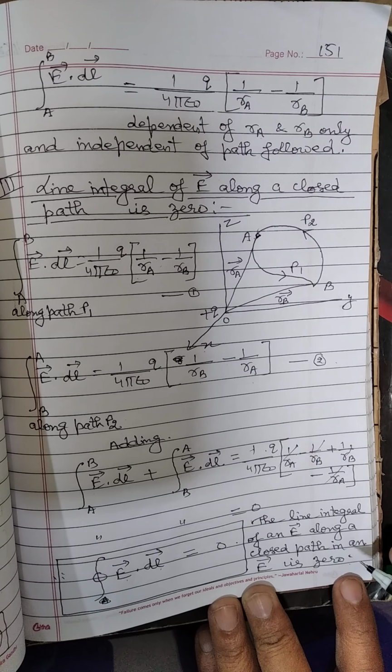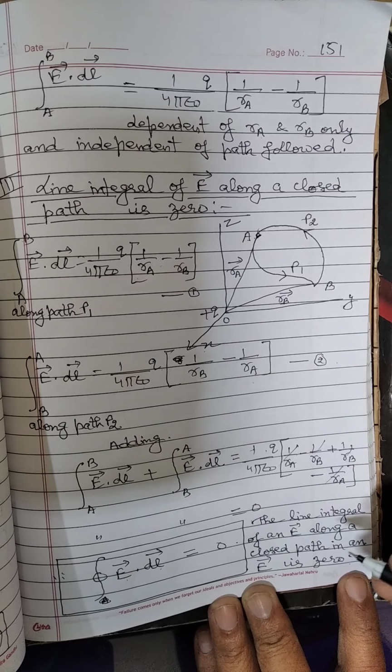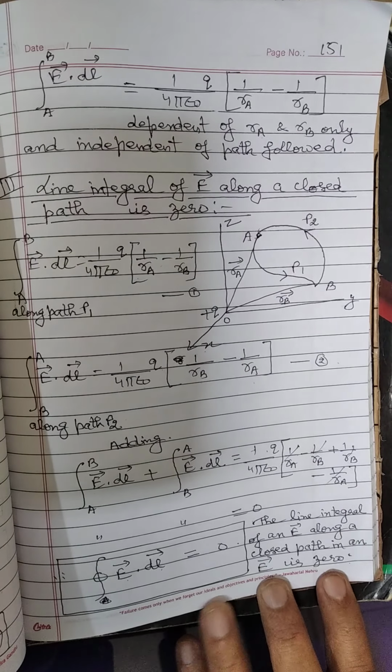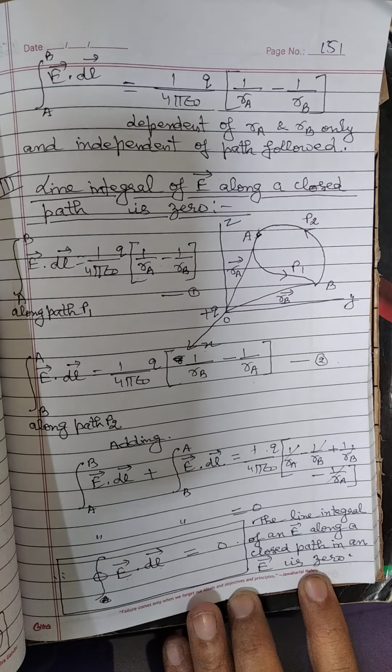So it is today's lecture, up to the electric potential. Electric potential we have not discussed, we have only discussed that the line integral for the closed path is 0 and the line integral of the electric field is independent of the path followed. The next things we will discuss in our next lecture.